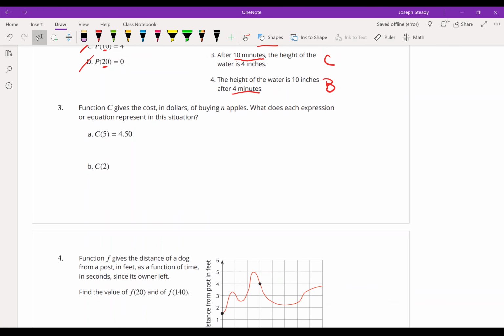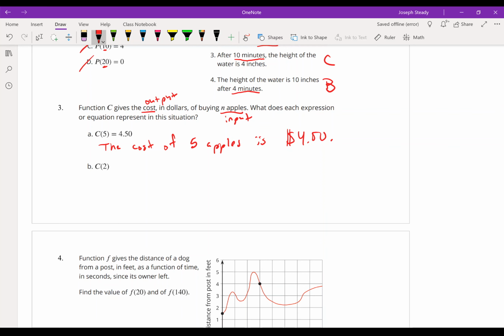Number 3, function C gives the cost in dollars of buying N apples. So this is my input here, number of apples that I bought. Cost is the output. So I want to describe what each of these tells me. C of 5 equals 4.50. Well, this tells me here, remember, apples is the input, so 5 is my number of apples. This tells me that the cost of 5 apples is $4.50.